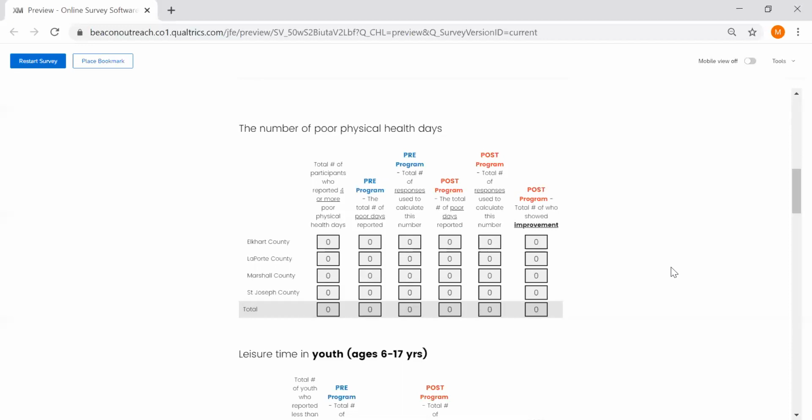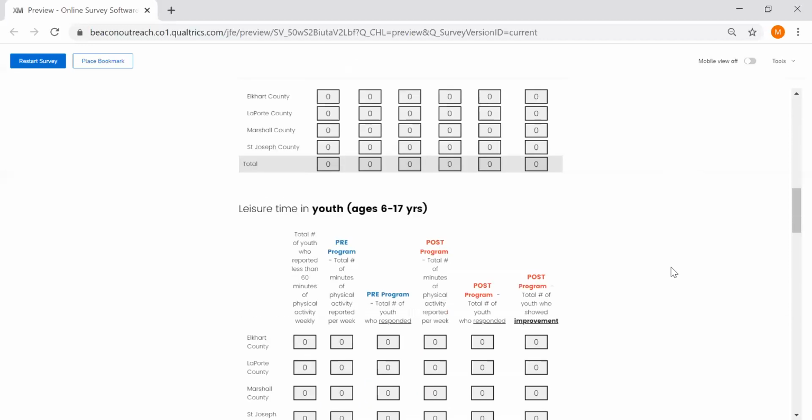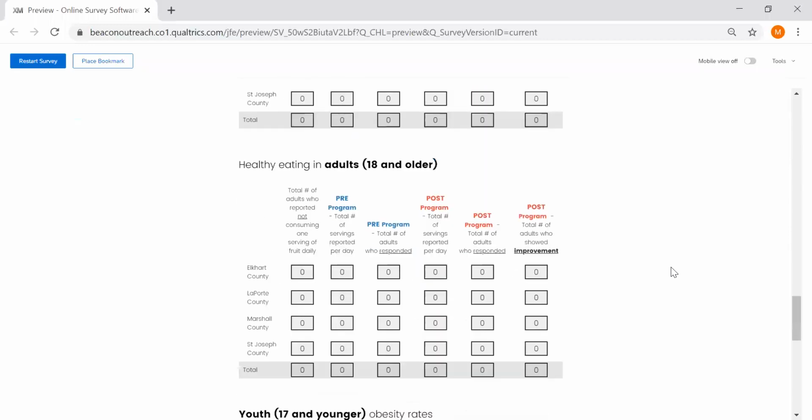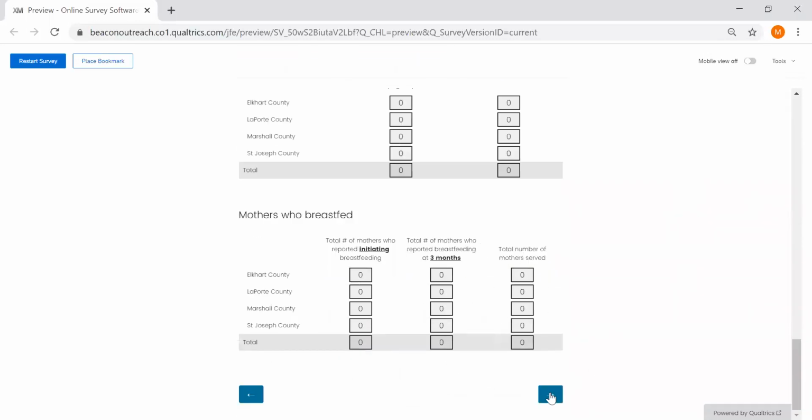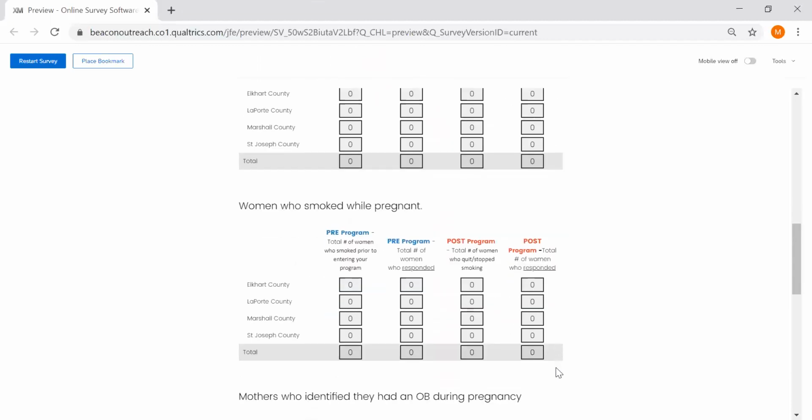Finally is the number who showed improvement. This will require programs to compare the pre and post tests for participants and count the ones who showed improvement. For the vast majority of indicators, you will see that while the benchmark changes based on the indicator's best practice, the format of the questions stays the same.